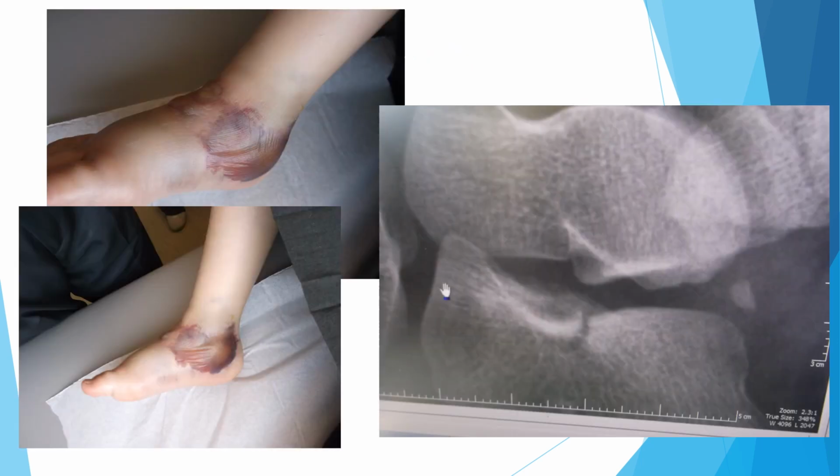This is another example of the soft tissue complications of calcaneal fracture. You can see this is a young patient, about a 6-year-old female, one of my patients, with what seems to be a very minimal calcaneus fracture. The fracture line here is very minimal.